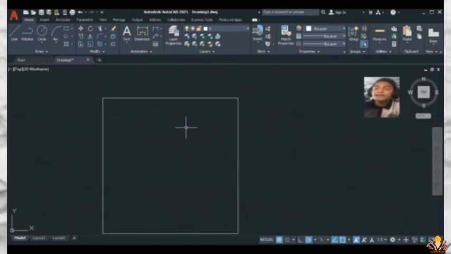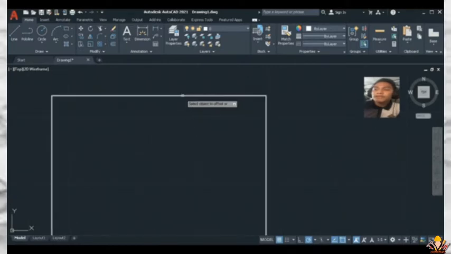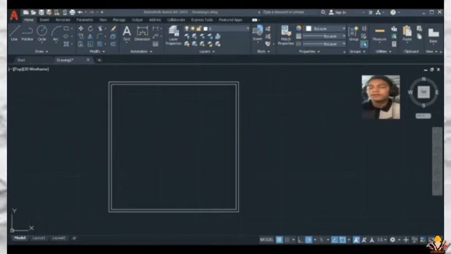The standard thickness of the walls will be 0.15 meters. So I will put an offset, just press letter O and then enter, and I will put 0.15 meters for the offset, just like that. We will now put divisions on our floor plan.